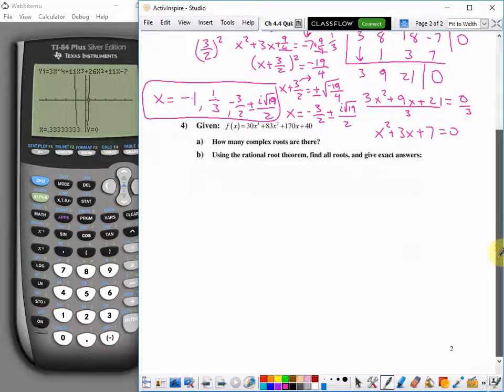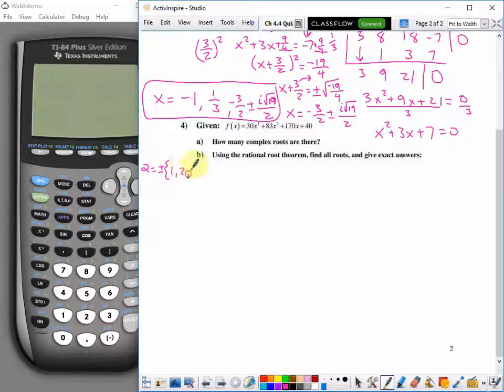And one more. Q is plus or minus all the factors of 30: 1, 2, 3, 5, 6, 10, 15, and 30. And P is plus or minus all the factors of 40: 1, 2, 4, 5, 8, 10, 20, and 40 are all the numbers that go into 40.